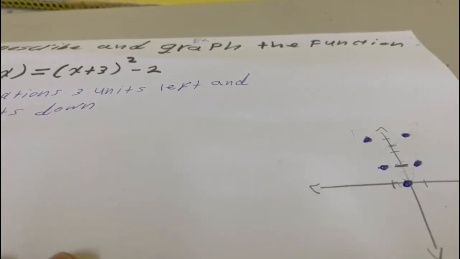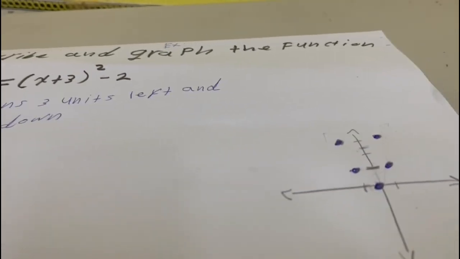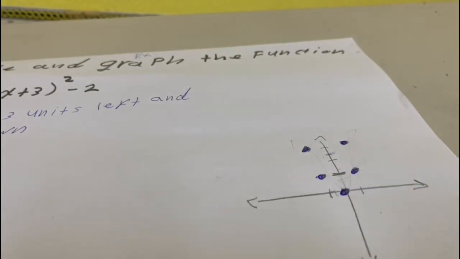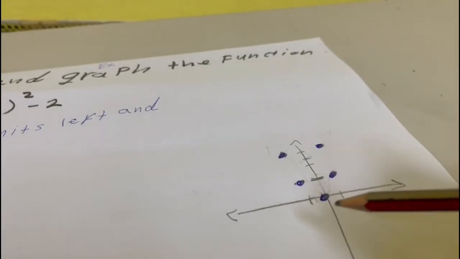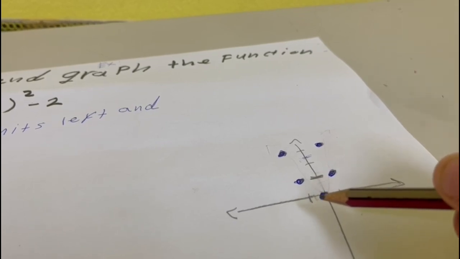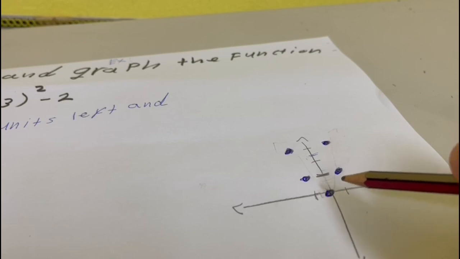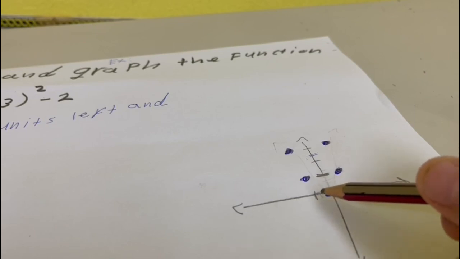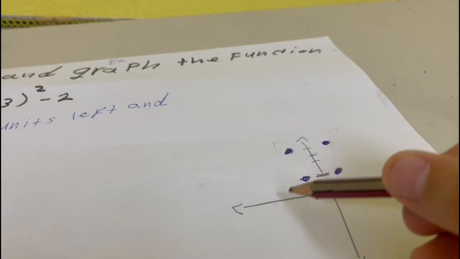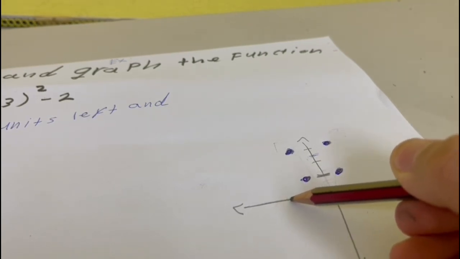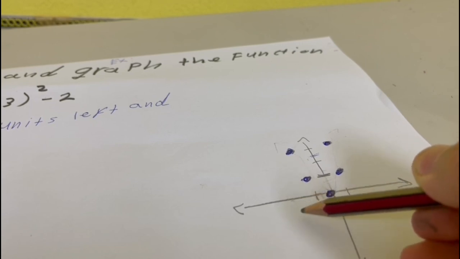Yes. So now let's start graphing. The blue pen is for the parent function, and the pencil is for transformations. We start with the point 0. We have 3 units left. We count 3 units left, so 1, 2, and 3 here. And we go down 2 units, 1 and 2.